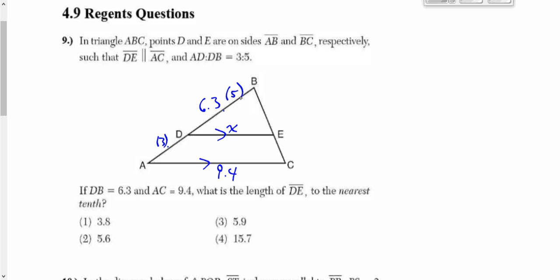But what would be the scale factor, though? So it's not exactly scale factor because the 3 is not referring to a full side, right? So we got to connect some things here. So if something's in a ratio of 3 things to 5 things, how many things are there altogether?